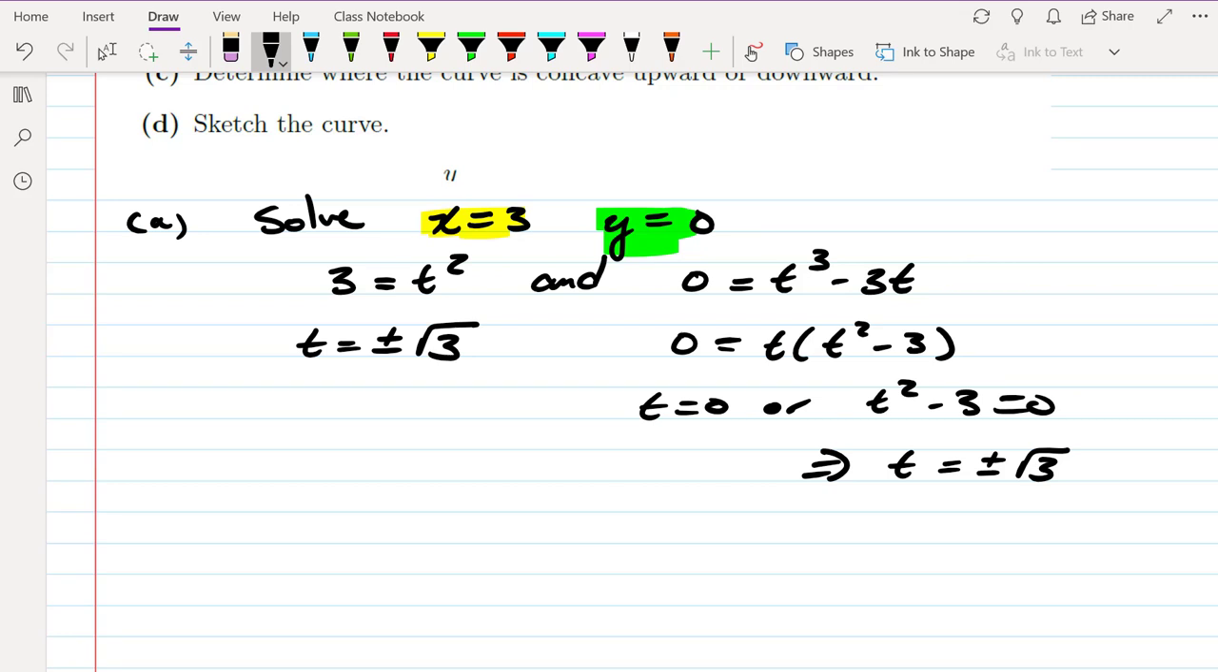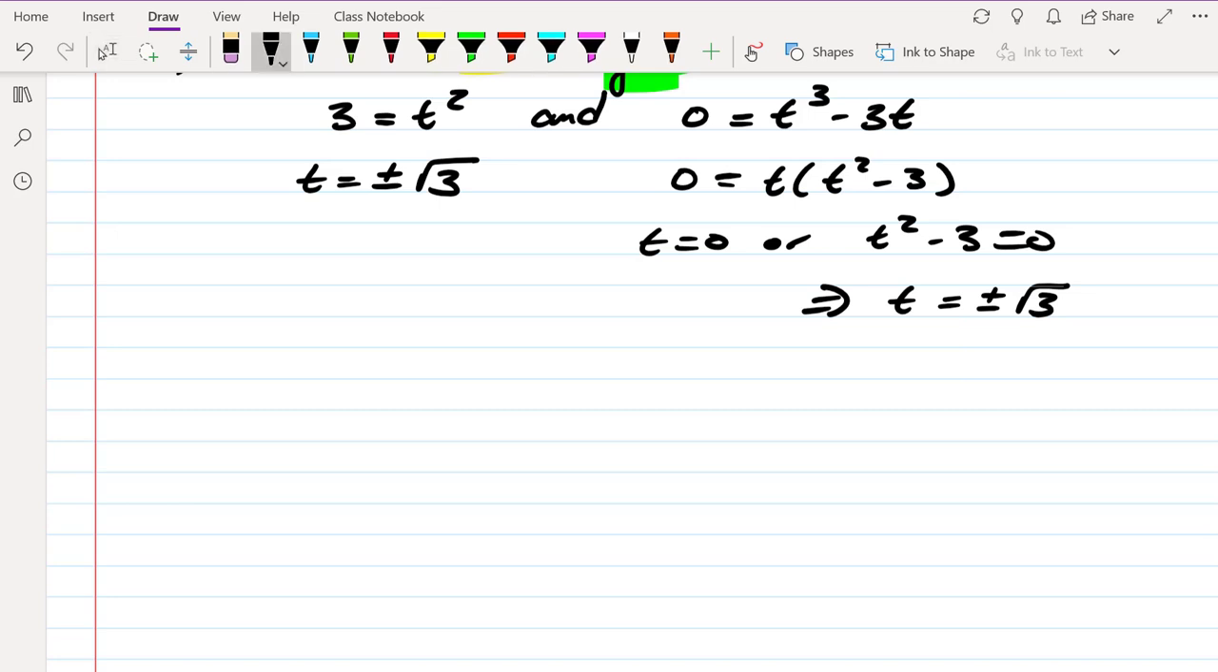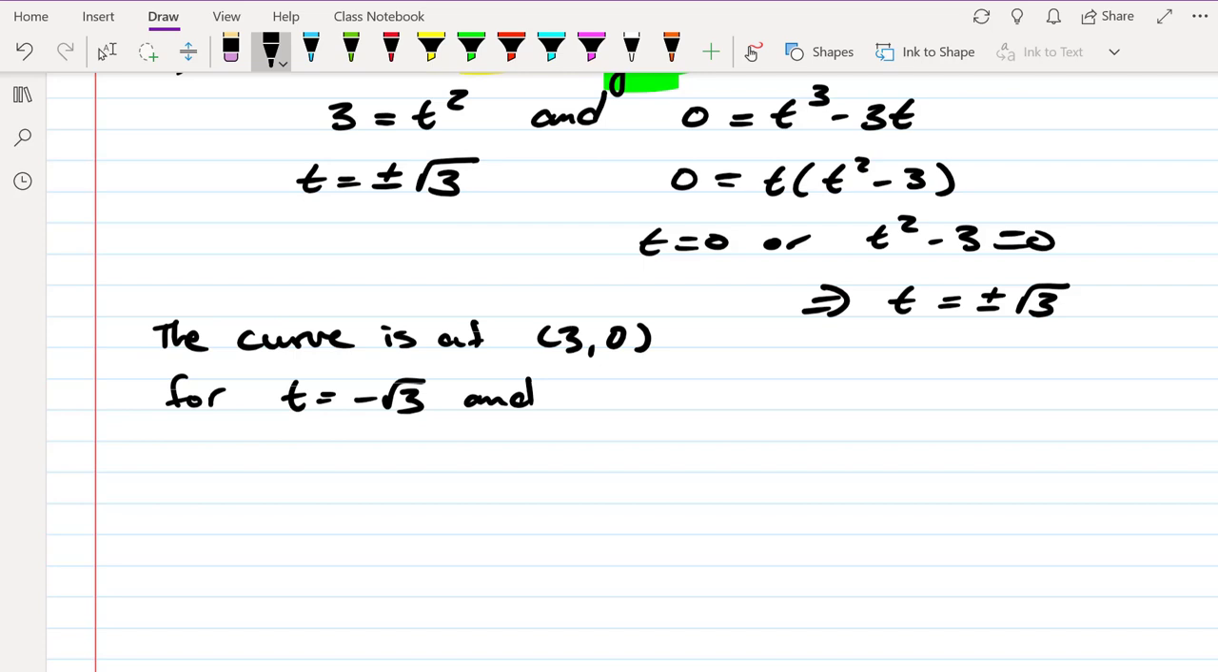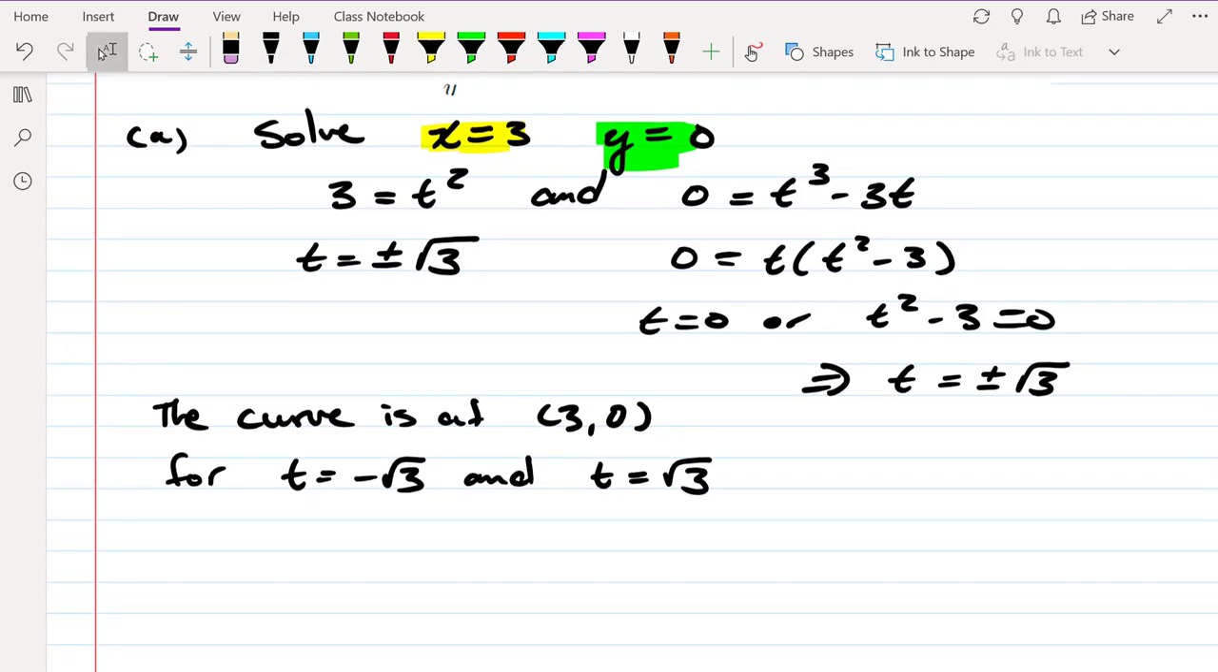So we get once again that t equals plus or minus the square root of 3. So the curve is at the point (3, 0) for t equals the negative square root of 3 and t equals the positive square root of 3. Notice, even though 0 is a solution to the second equation, the curve is not at the point (3, 0) at time t equals 0, because when t equals 0, the first equation is not true.